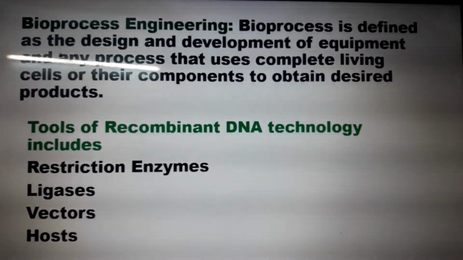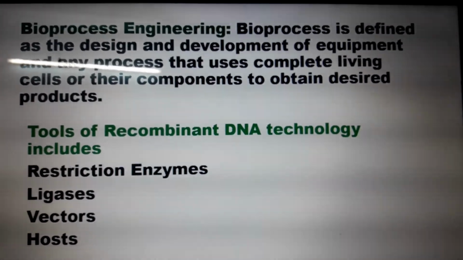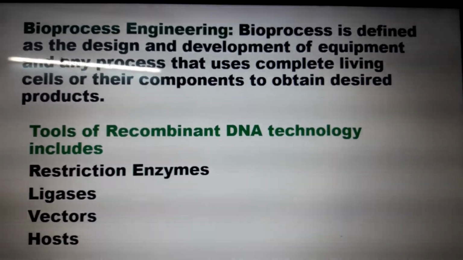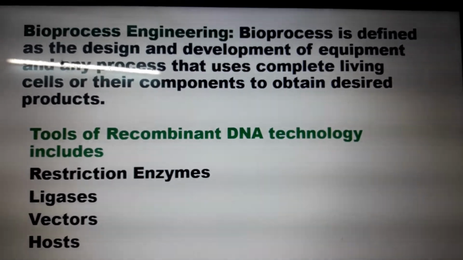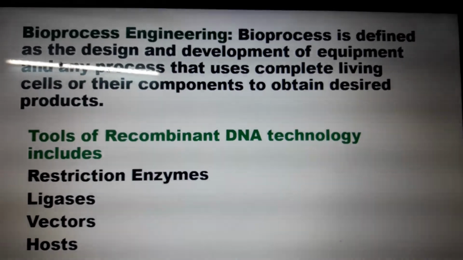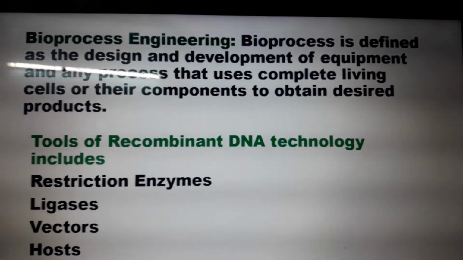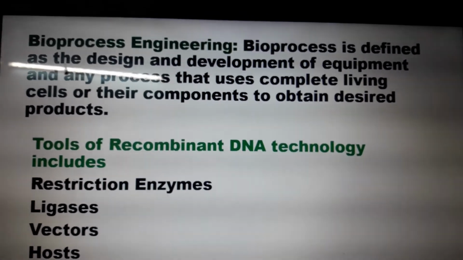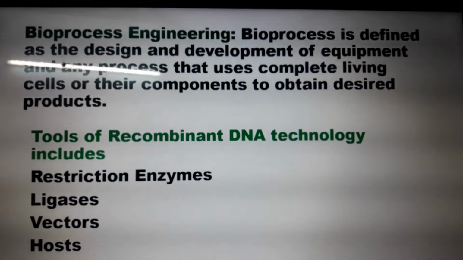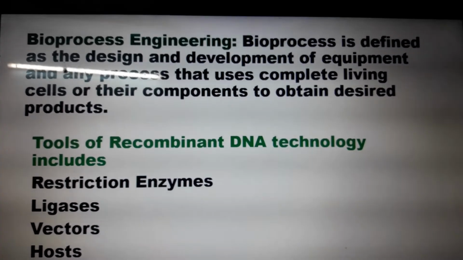The second principle is the bioprocess engineering. Bioprocess is defined as the design and development of equipment and any process that uses complete living cells or their components to obtain desired product. What happened? In this, we use whole organisms to obtain the desired product by using any equipment.